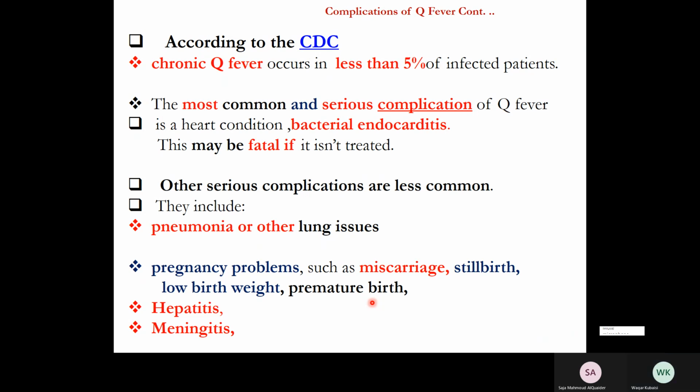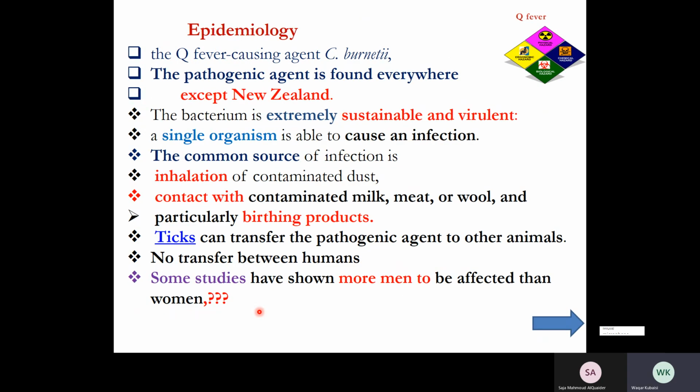abortion, miscarriage, stillbirth. You know what we mean by stillbirth, and low birth weight or premature birth. So all these complications can occur during pregnancy if she gets Q fever, particularly if it occurs as chronic Q fever. Others, as we mentioned before, are hepatitis and meningitis.